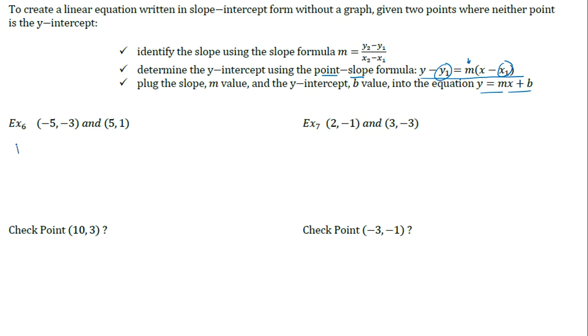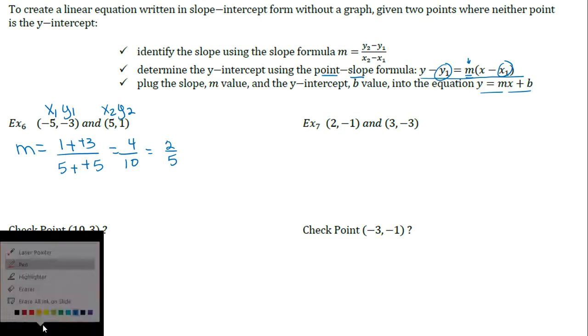So we're going to find slope. So y2 minus y1, x2 minus x1. This gives us 4 over 10, and that reduces to 2 over 5. So this is our slope. So we have the m part. Now we need 1 point to put in for the x1 and the y1. You can use either one of these points.